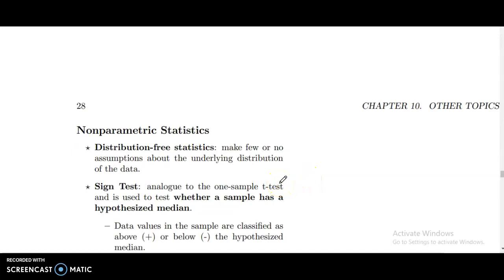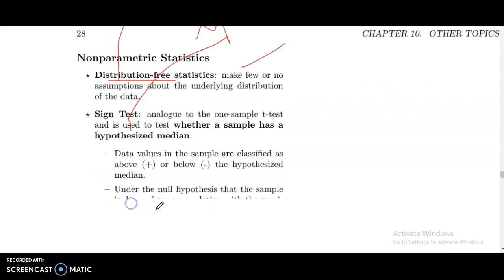Non-parametric statistics. Distribution-free statistics make few or no assumptions about the underlying distributions of the data. The sign test, analogous to the one-sample t-test, is used to test whether a sample has a hypothesized median.